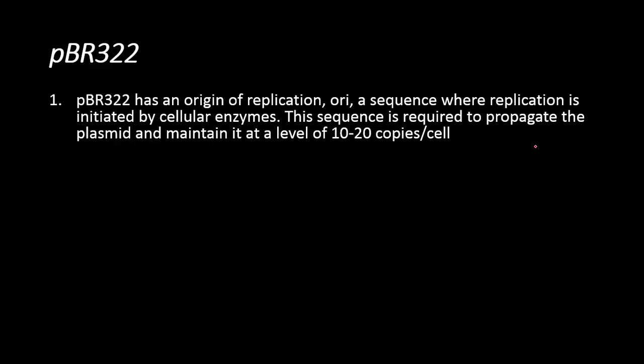So next we see pBR322 plasmid. Researchers have designed many different plasmid vectors that are suitable for cloning by modifying naturally occurring plasmids. The E. coli plasmid pBR322 offers a good example of the features useful in cloning vectors. So what are the main features of pBR322 plasmid? They have an origin of replication, a sequence where replication is initiated by cellular enzymes, and it is required to propagate the plasmid and maintain it at a level of 10 to 20 copies per cell.